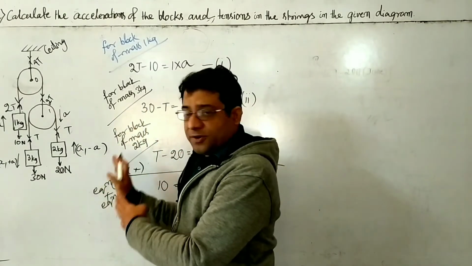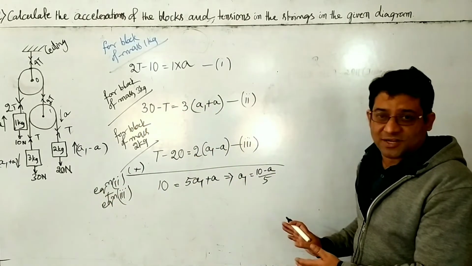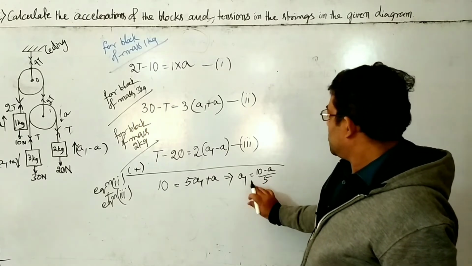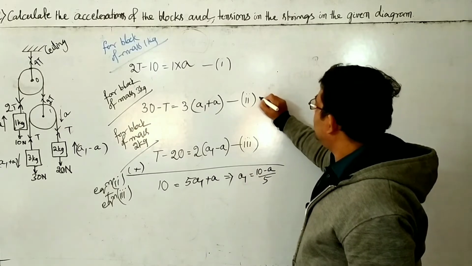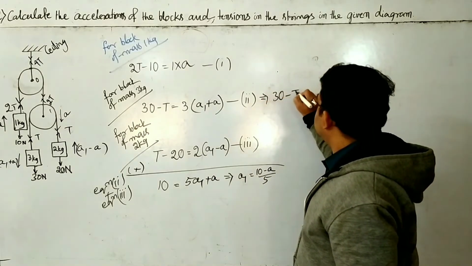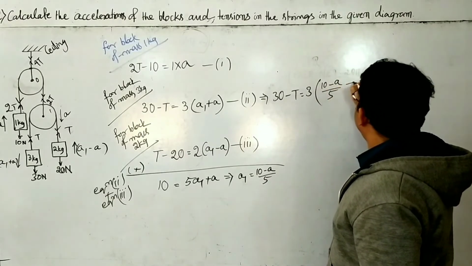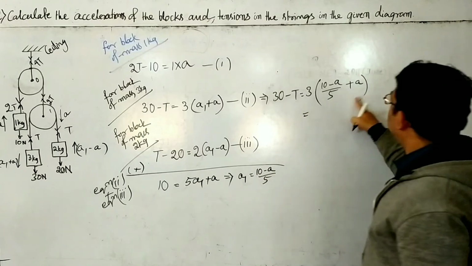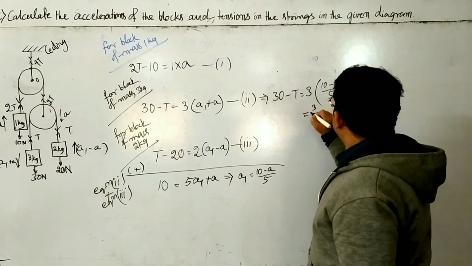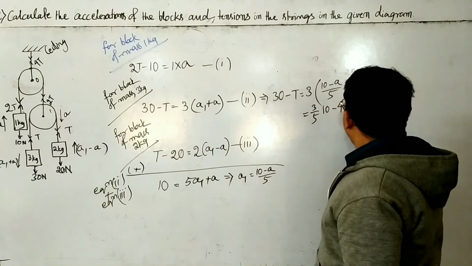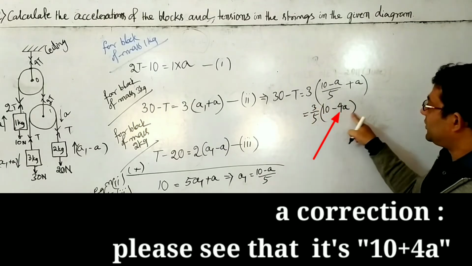You stop the video here, do it on your paper and just match whether it's coming or not. This is pure mathematics now, right? So A1 is equal to this much. Put it here. What does equation 2 become? 30 minus T is equal to 3 times A1, that is 10 minus A divided by 5, plus A, which is equal to how much? You take 5 common. This is 10 minus A plus 5A. So 10 minus 4A. Am I correct? So 30 minus T is equal to 3 by 5 into 10 minus 4A.